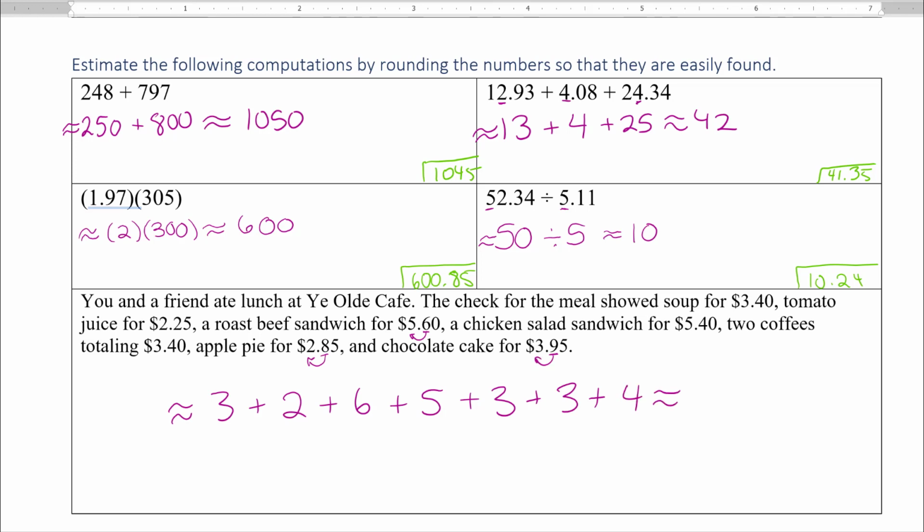So when I add this all up, 3 plus 2 is 5, plus 6 is 11, plus 5 is 16, plus 3 more is 19, plus 3 more is 22, plus 4 more is 26. So I'm about $26. That's what I would expect to about pay for this. Now, if my bill came back and it was much higher than 26, then I would contest my bill, or if it was much lower, I would see what was accidentally left off. So just in my head, I was able to come up with a bill of $26. If you actually add this up, it turns out to be $26.85, which is really, really close.